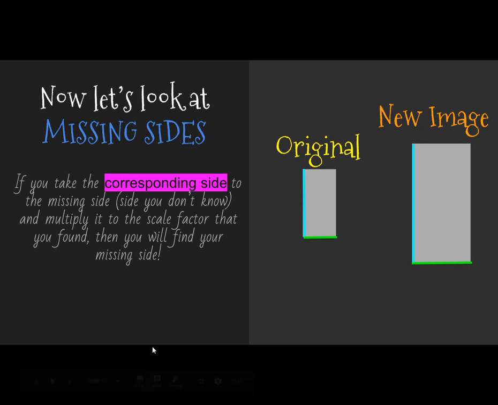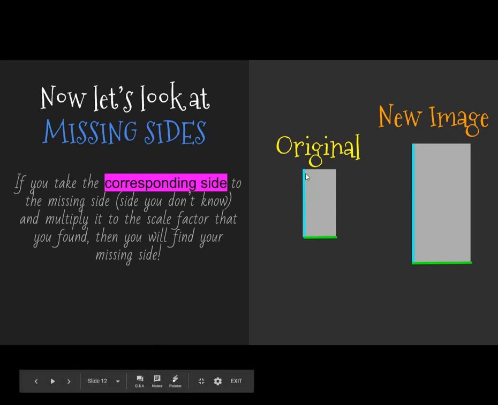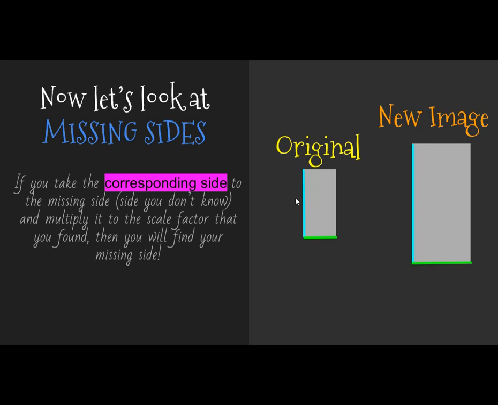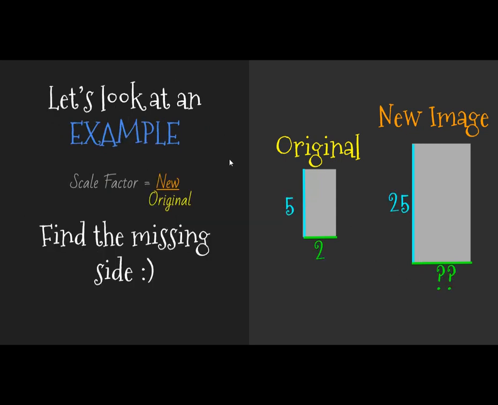Okay, now we're going to take a look at missing sides. If we think about the corresponding side, if you take the corresponding side to the missing side, the side you don't know, and multiply it by the scale factor, then you should be able to find your missing side. That sounds like a lot of words. Let's look at an example.